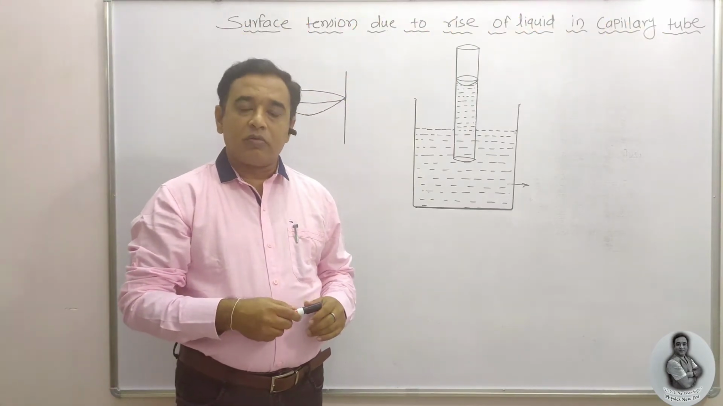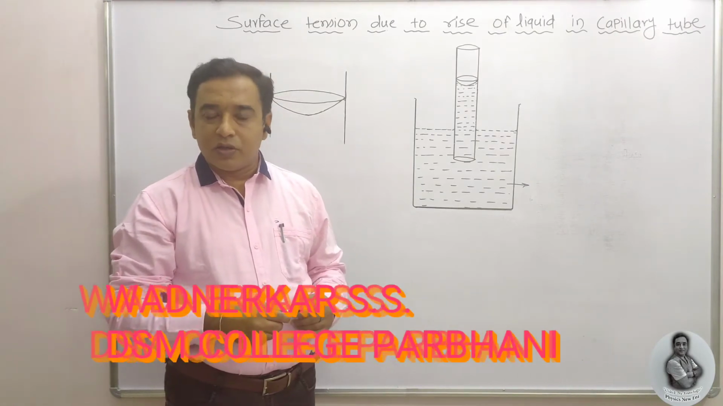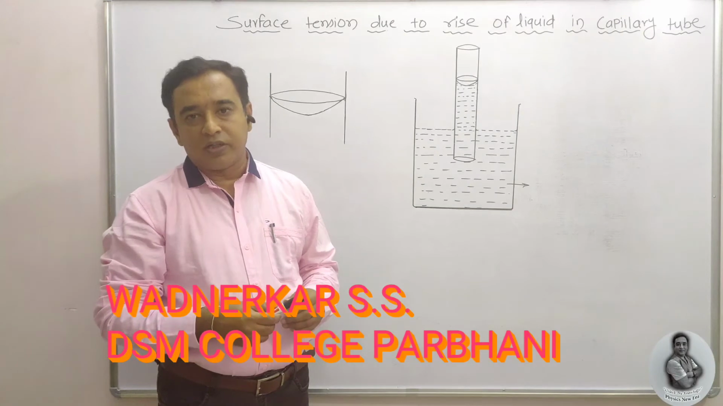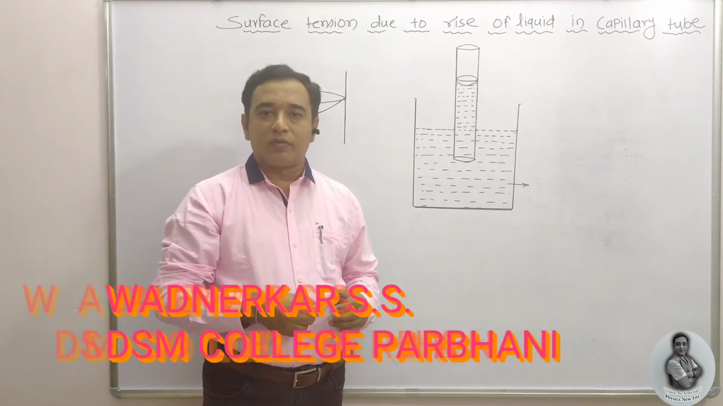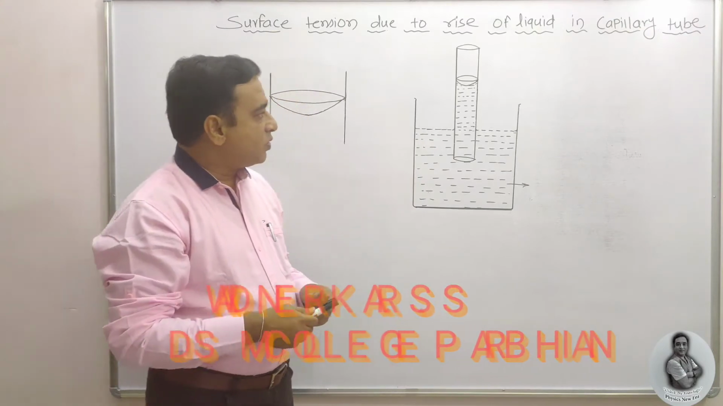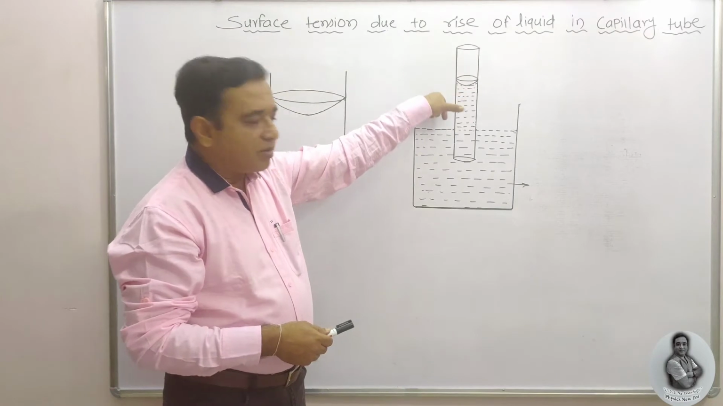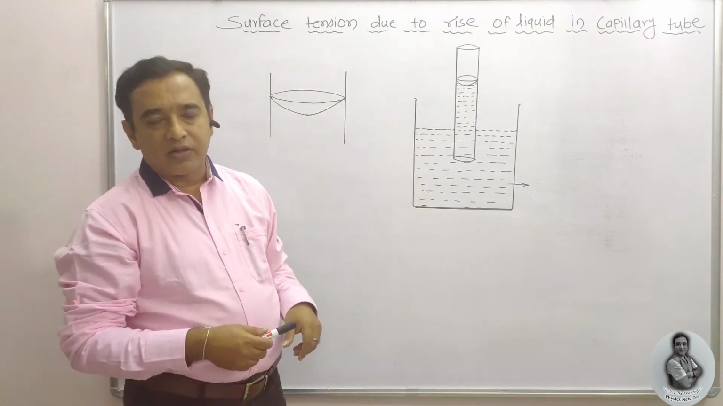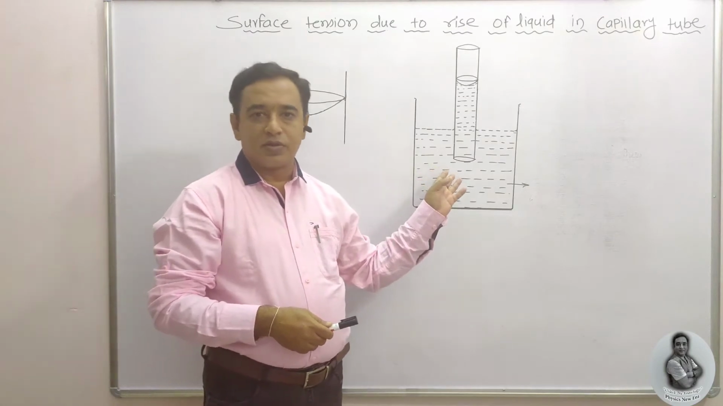We are going to know about the surface tension due to rise of liquid in a capillary tube. We already saw what exactly a capillary tube is, how it rises, how it falls, and drew the conclusion that at the concave surface the pressure is more as compared to the convex surface. So here it is the concave surface from the upper side, and here is the capillary which is inserted inside the liquid, and we need to calculate the surface tension regarding this.